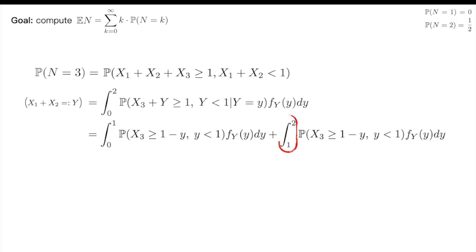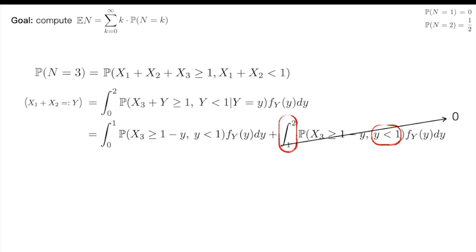In the second term, the range of small y is 1 to 2. But here, in the probability, we require the small y to be less than 1. Just like the number 1.5 being smaller than 1 is an impossible event. So this event is impossible, which means this whole term is 0. We don't need to care about it at all. We drop it.